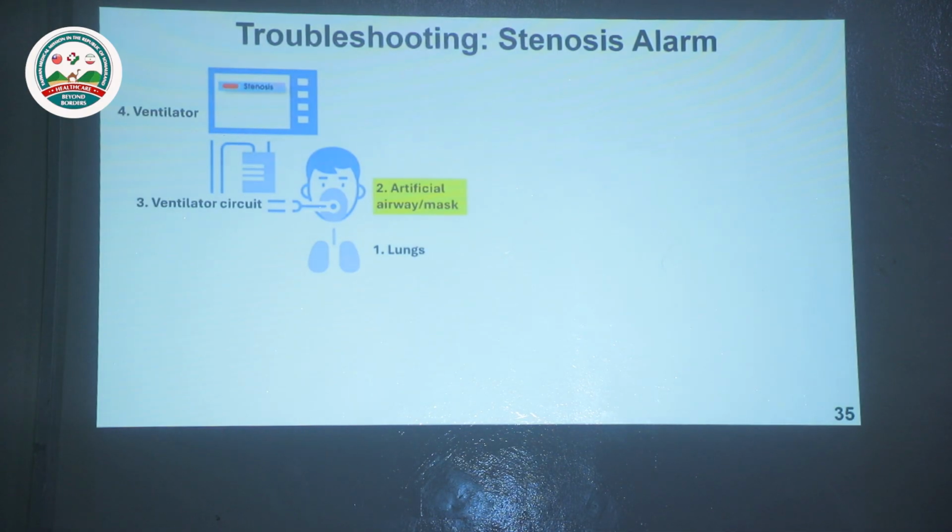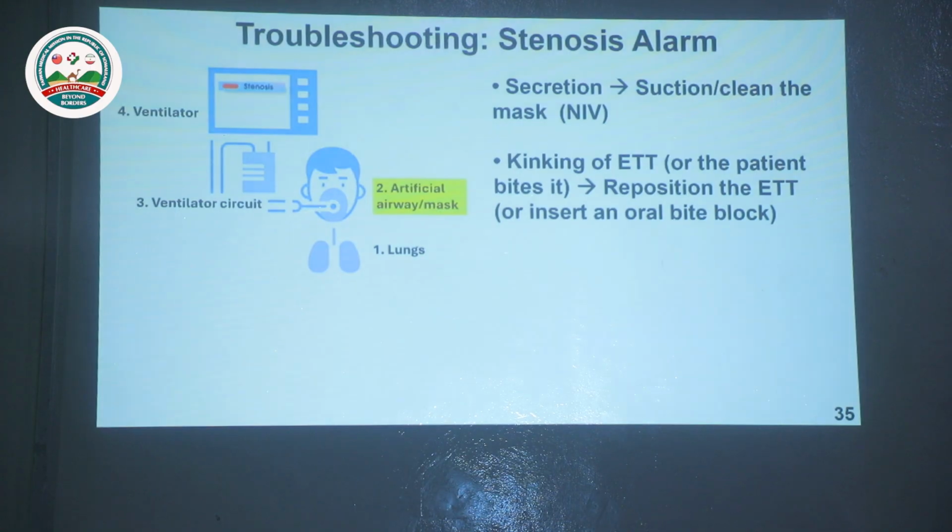And if you don't find any problem in the lungs of the patient, the next step is to look upstream, at the airway or mask. The common thing is secretion blocking the mask, so you need to do suction, or secretion blocking the endotracheal tube.